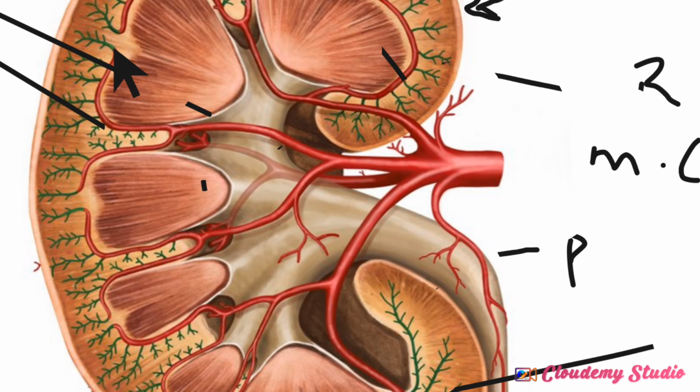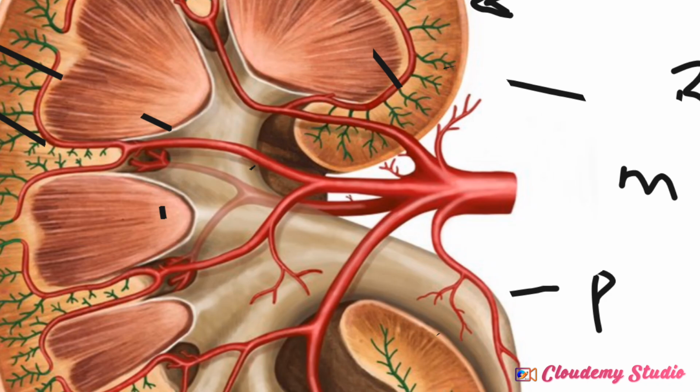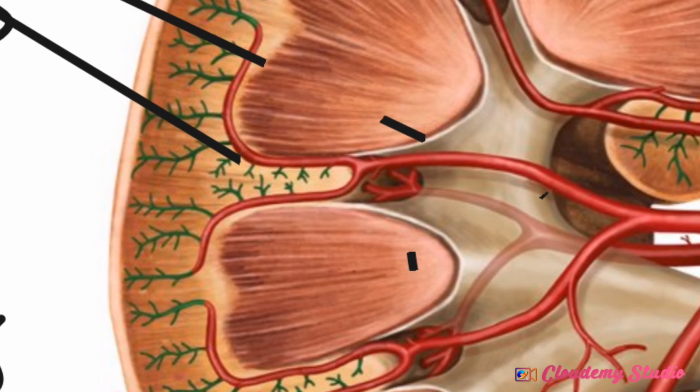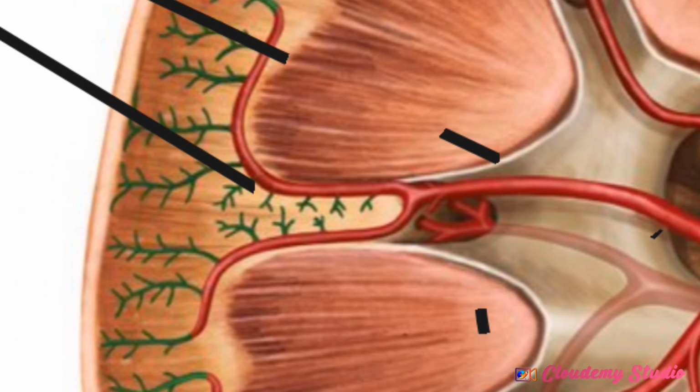As all of them are moving up, they will give off branches as well. You understand? They give off branches. These branches are known as cortical radiate arteries. Now, see this cortical radiate artery. Let me zoom it in well. So this is a cortical radiate artery. Look at it. This is a cortical radiate artery.